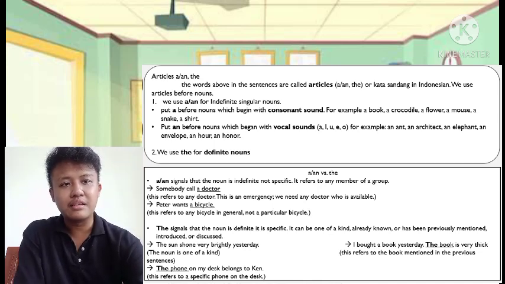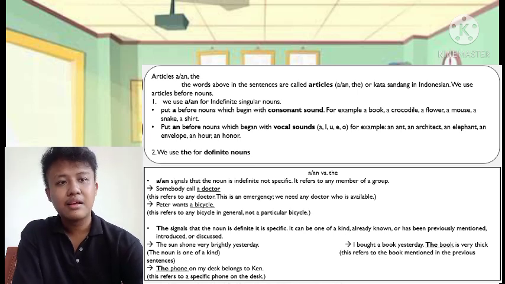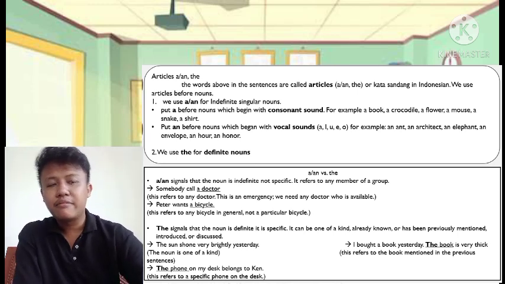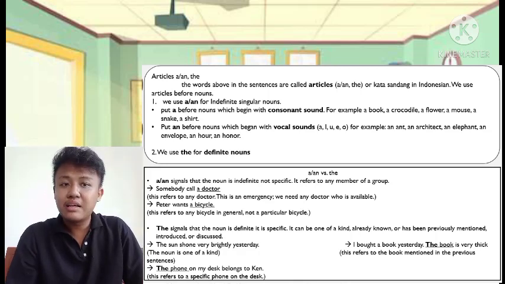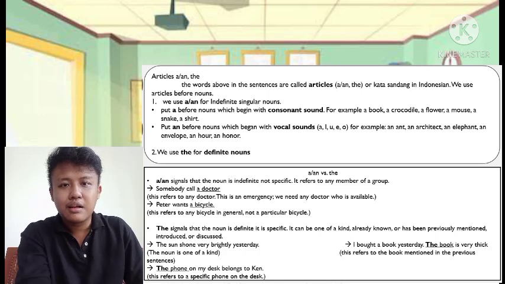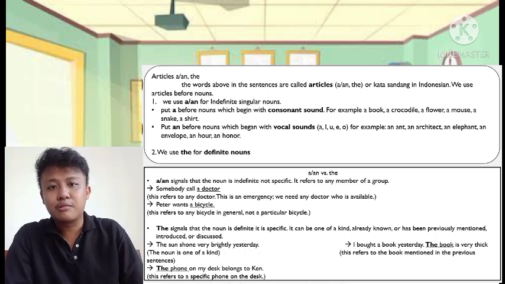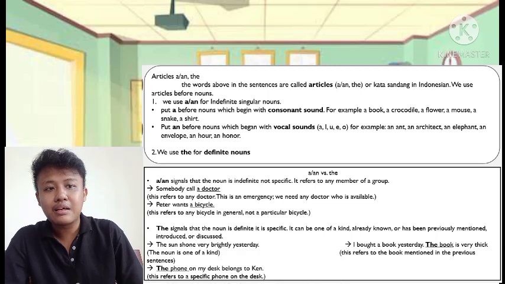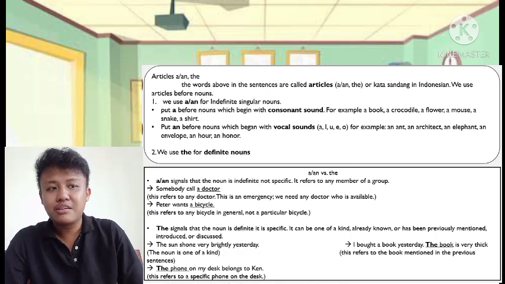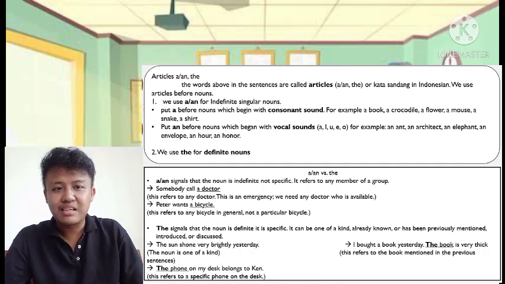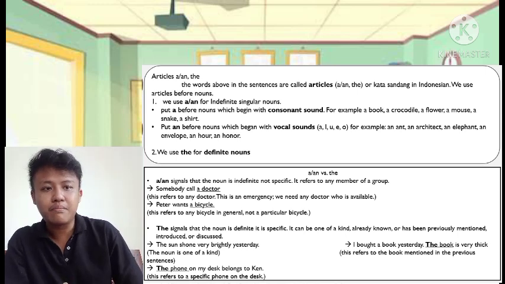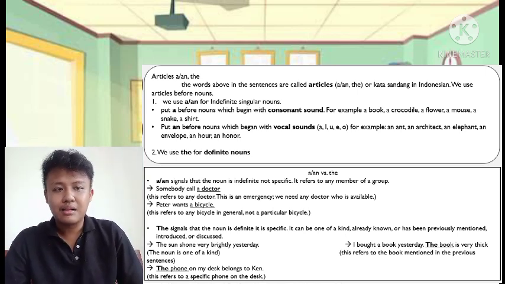A or an signals that the noun is indefinite, not specific. It refers to any member of a group. For example, somebody call a doctor. This refers to any doctor. This is an emergency, and we need any doctor who is available. Example number two, Peter wants a bicycle. This refers to any bicycle in general, not a particular bicycle.